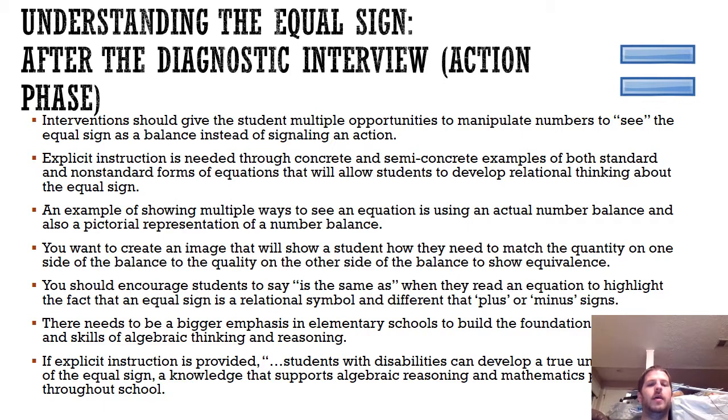There needs to be a bigger emphasis in elementary schools to build the foundational concepts and skills of algebraic thinking and reasoning. If explicit instruction is provided, students with disabilities can develop a true understanding of the equal sign, a knowledge that supports algebraic reasoning and the mathematics performance throughout school.